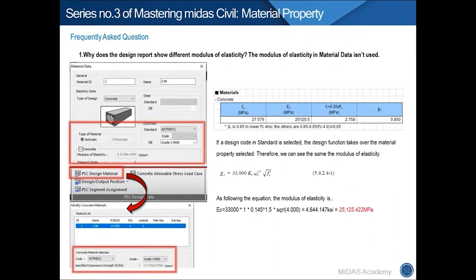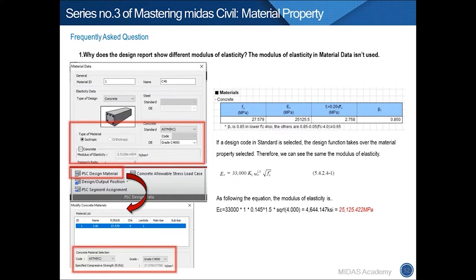So this is another case to verify this issue. I selected material data in the standard, like this. After that, I checked the material data was selected for the design. So for the design, the same material was used. And as you can see, the elasticity modulus in the report and the material dialog are the same.